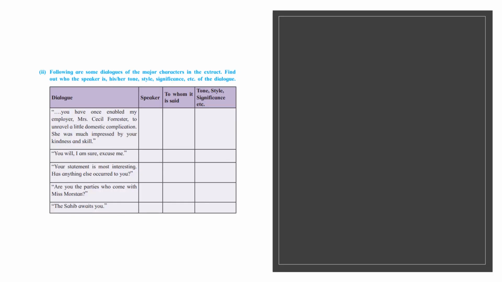Question number 2 in language: the following are some dialogues of major characters in the extract. Find out who the speaker is, his tone, style, significance, etc. of the dialogue. The first dialogue: you have once enabled my employer, Mrs. Cecil Forrester, to unravel a little domestic complication. She was much impressed by your kindness and skill. The speaker is Mary, to whom it was said is Holmes.